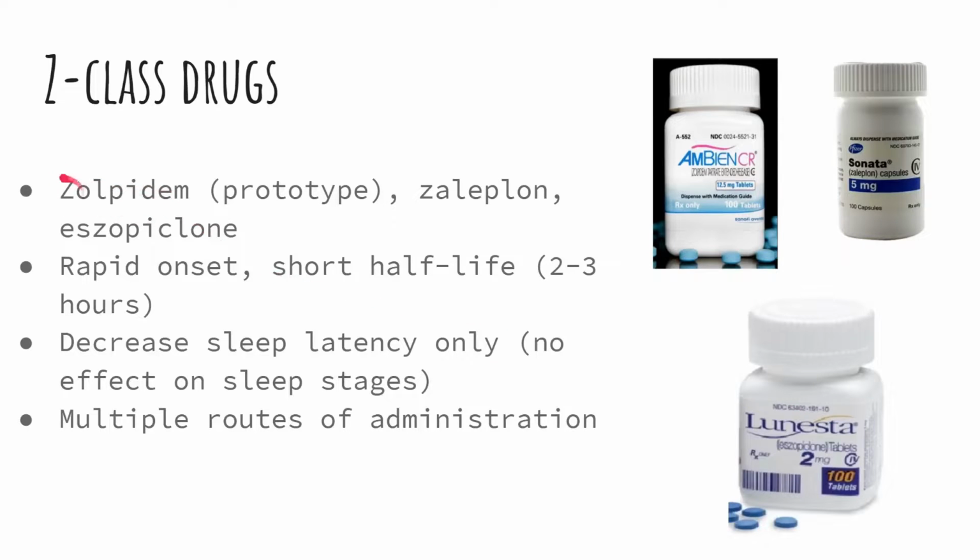زي ما شايفين, we start with the letter Z. That's why we call them Z-class. Zolpidem is the prototype, يعني هو ممثل هاي الكلاس. And it's also called Ambien. This is what the bottle looks like.